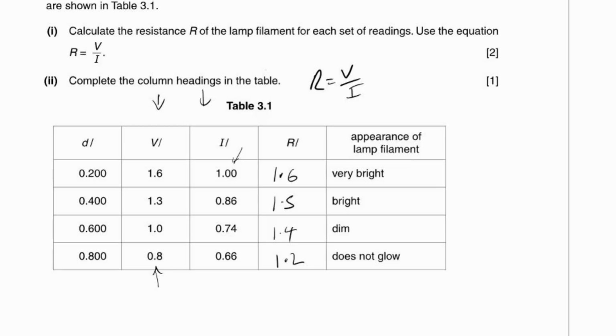Alright, so now part 2, complete the column headings in the table. Well, D, we're told that the distance is measured in meters, we're given that. V is voltage, it's measured in volts. I is current, it's measured in amps. And R is resistance, it's measured in ohms.